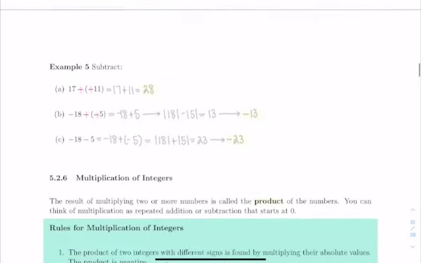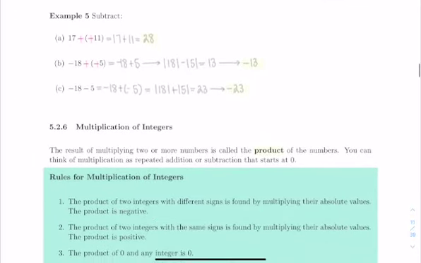So let's go ahead and subtract. So we're going to rewrite these. Now, one thing to keep in mind is that if I have two negatives, this is going to end up giving me two positives. And so 17 plus 11 is just going to give me 28.